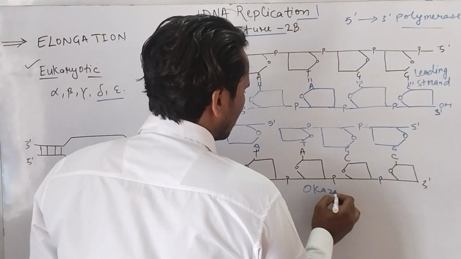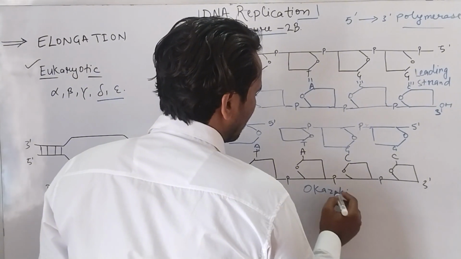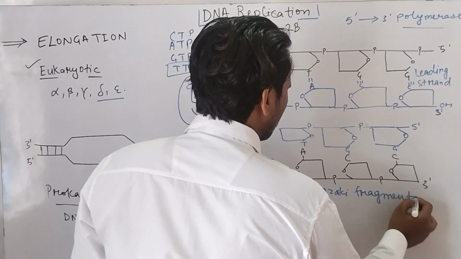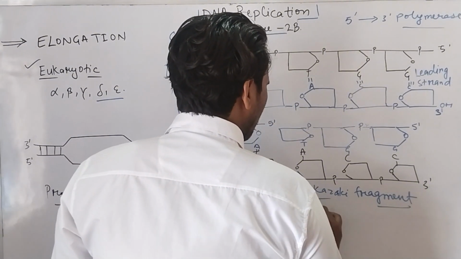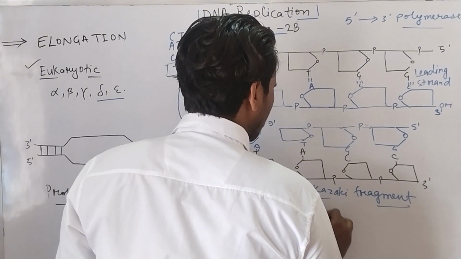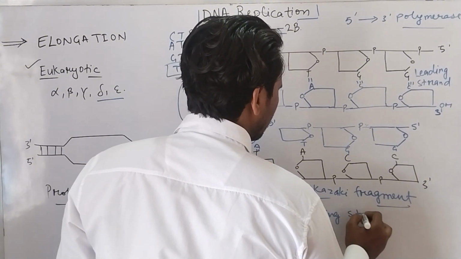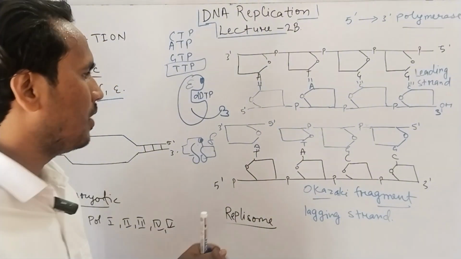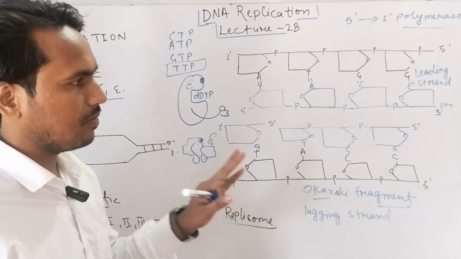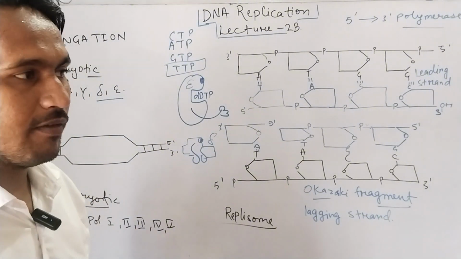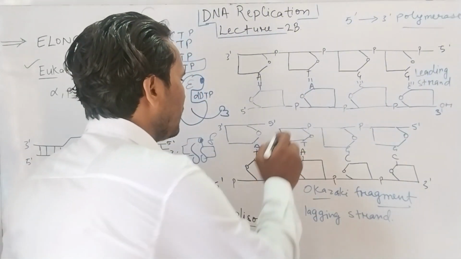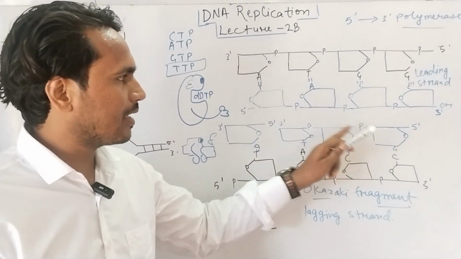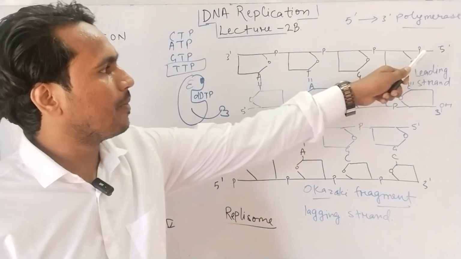What is it called? Okazaki fragment. So this Okazaki fragment, or it is called the lagging strand. This lagging strand is lagging because of lack of the OH group. Whenever the polymerase synthesizes a new nucleotide, it will always synthesize from 5 prime to 3 prime. But on the template strand of 5 prime to 3 prime, it will have a lagging strand.